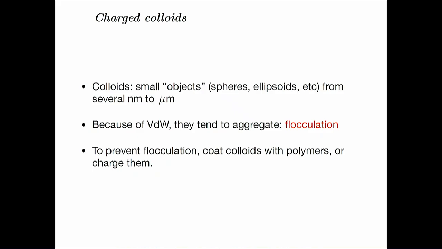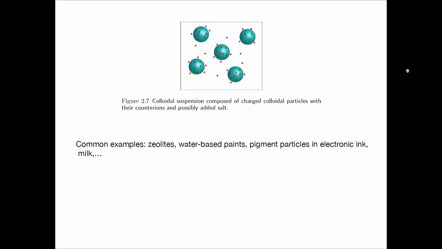And colloids are very important, for instance, in cosmetics or in paints or things like that. Milk also is a colloid. So you don't want to have flocculation, because flocculation is just a separation, and then you lose all the nice properties of this solution. Okay. So these are examples of colloids: water-based paints, pigment particles in ink, milk, etc.